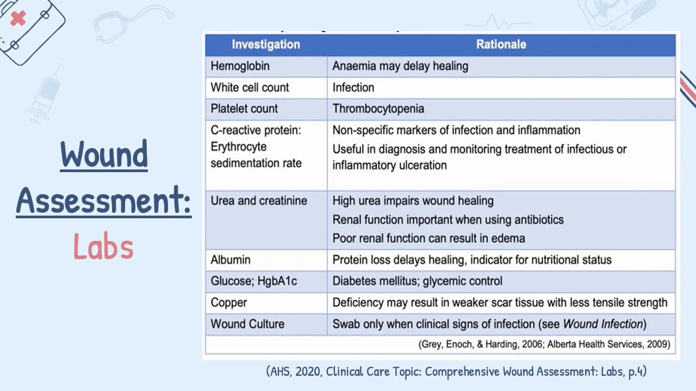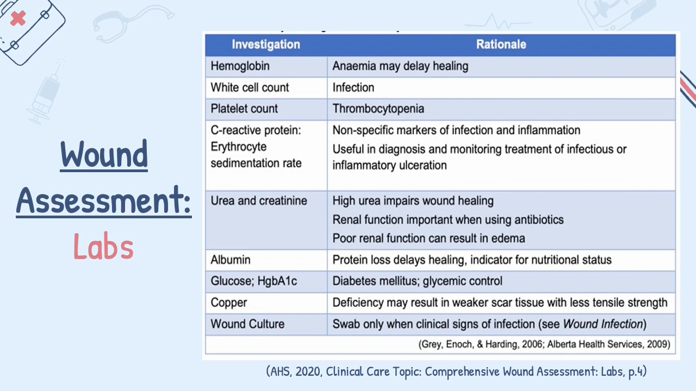CRP, erythrocyte sedimentation rate are inflammatory markers. Even if they're non-specific to where it is in the body, they can tell you about the generalized inflammation that's happening. Urea and creatinine are important because high urea levels impair wound healing, and renal function is important when patients are on antibiotics. Poor renal function can result in edema, so your renal failure patients need to be watched specifically closely in how their wounds are healing.